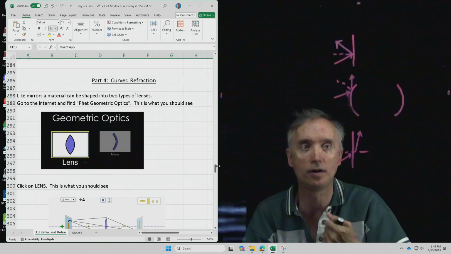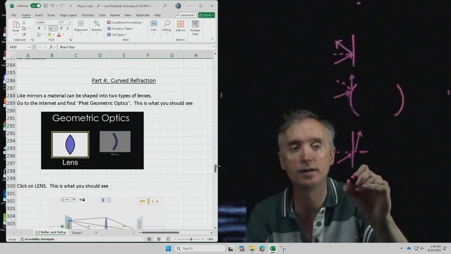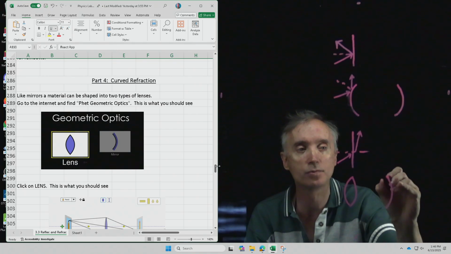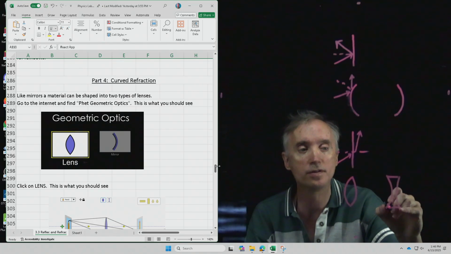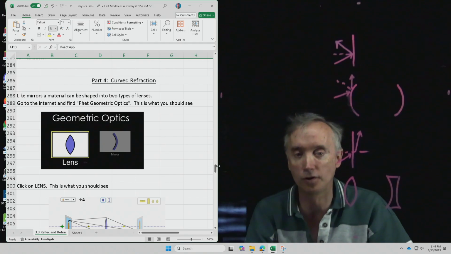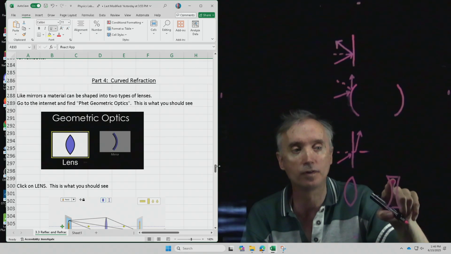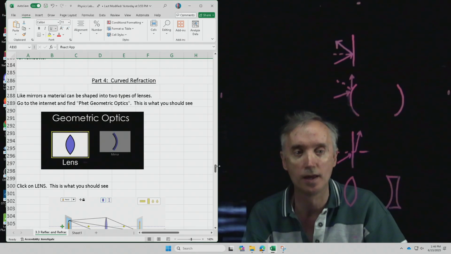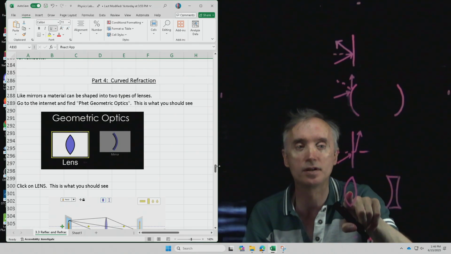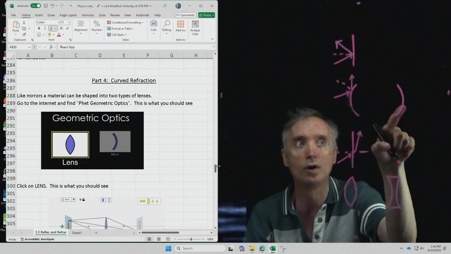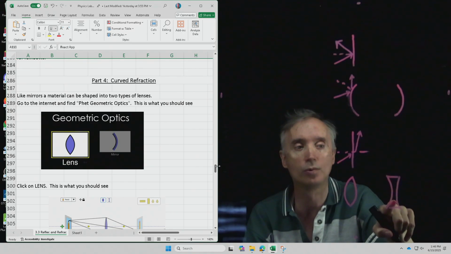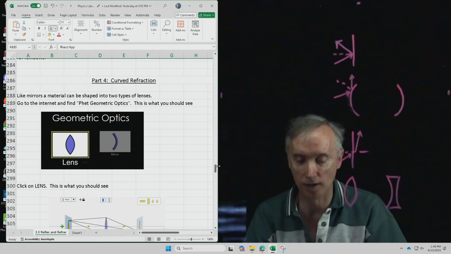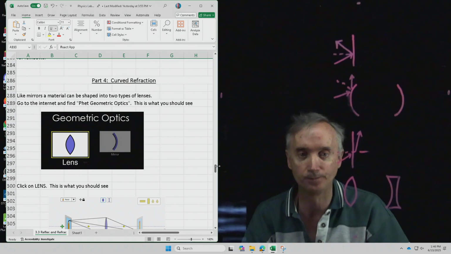And when we carve on it, we're going to end up with two kinds of lenses. We're going to have this one, and then we're going to have this one. This one is going to be called a converging lens, and this one over here is going to be called the diverging lens. This one is going to be similar to one of these two mirrors, and this one is going to be similar to the other one. And you're going to see which one is which here.